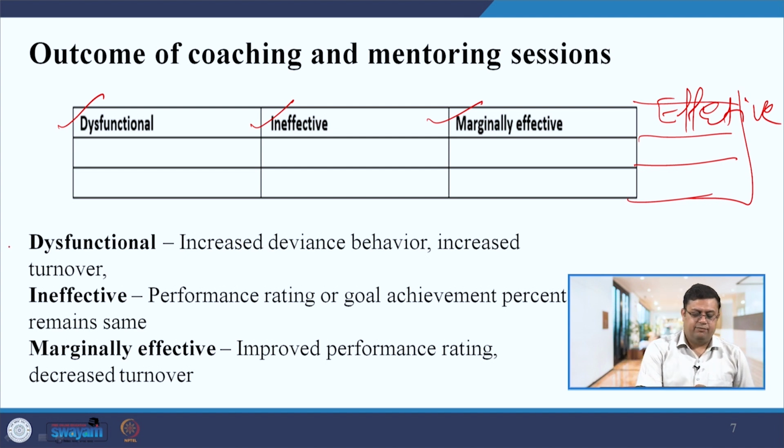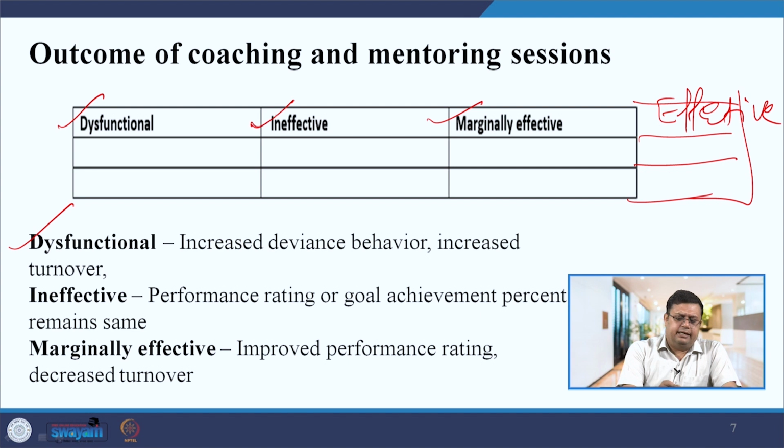So dysfunctional: after the training program you saw deviance behavior has increased, right? And you saw increased turnover, people started leaving. So that is the dysfunctional coaching and mentoring program. Although skills might have increased, still people are leaving the job, right? Deviance behavior, that non-compliance behavior, has increased. Such things are happening after the coaching and mentoring program within the organization. Then I would say these coaching and mentoring programs are dysfunctional, right?